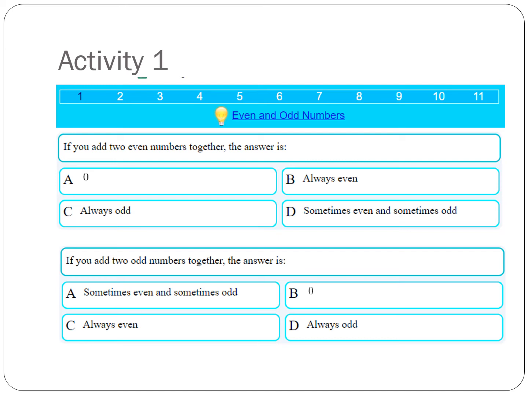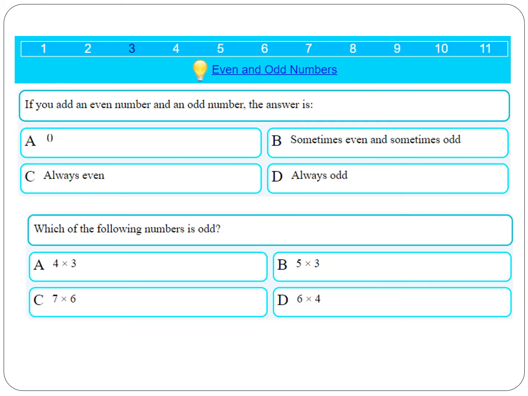Question number 2. If you add 2 odd numbers together, the answer is A, sometimes even and sometimes odd, B, 0, C, always even, or D, always odd. Question 3. If you add an even number and an odd number, the answer is A, 0, B, sometimes even and sometimes odd, C, always even, or D, always odd.